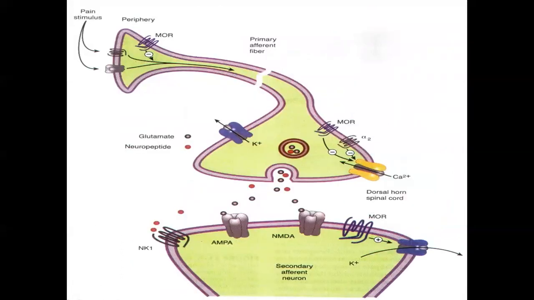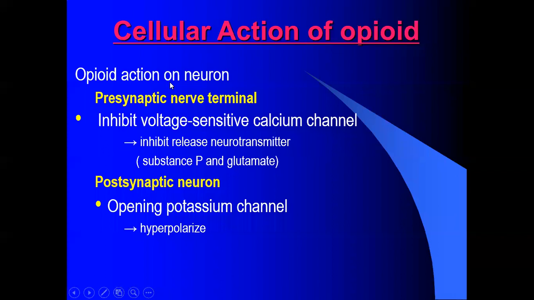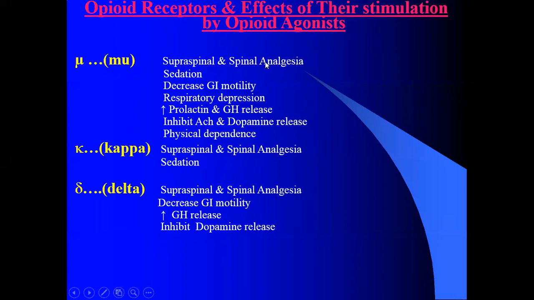Now here it's the same. Whenever a pain stimulus arises, it comes through the periphery. MOR is actually the mu receptors. So with these receptors, what happens? We have mu, we have kappa, and we have delta receptors. As I mentioned here, on stimulation, what happens? Yes, supraspinal and spinal analgesia, sedation, decreased GI motility, respiratory depression, prolactin and growth hormone release, but there's inhibition of some neurotransmitters, and it has got physical dependence as well.